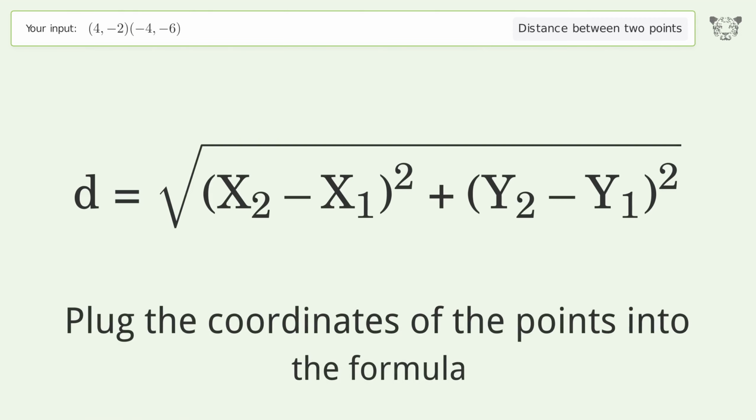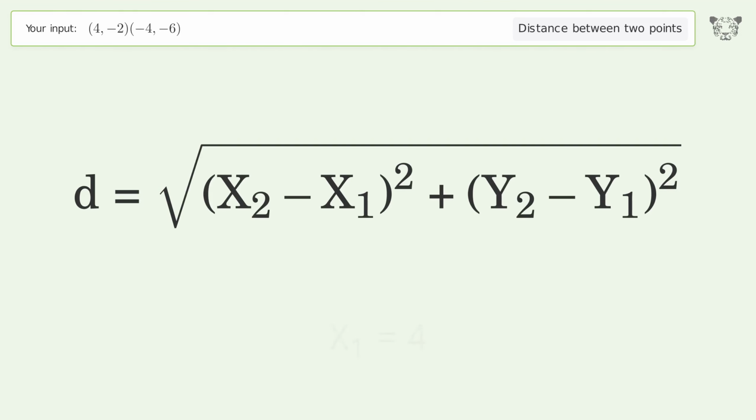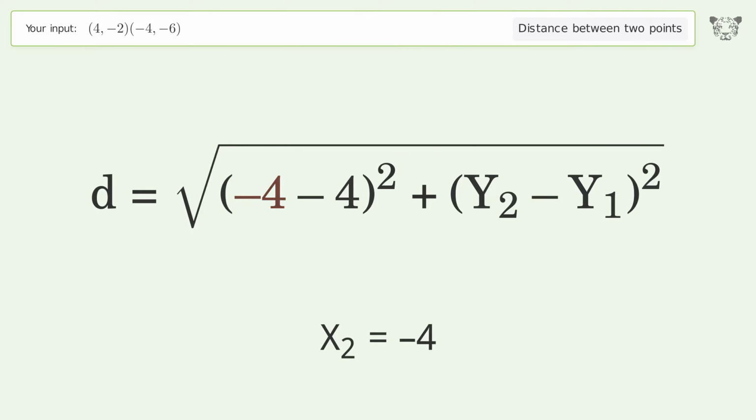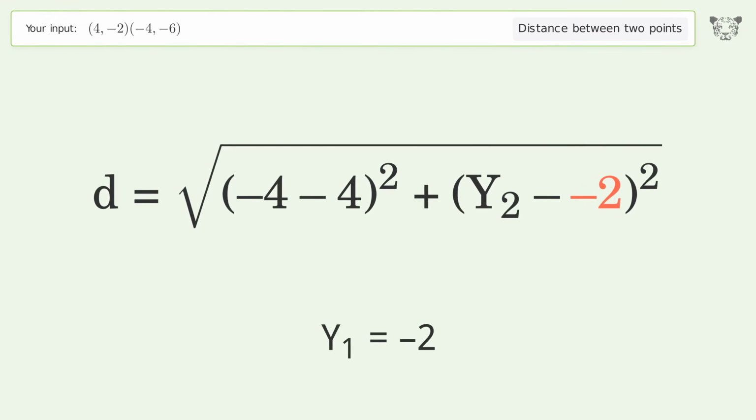Plug the coordinates of the points into the formula. x1 equals 4. x2 equals -4. y1 equals -2. y2 equals -6.